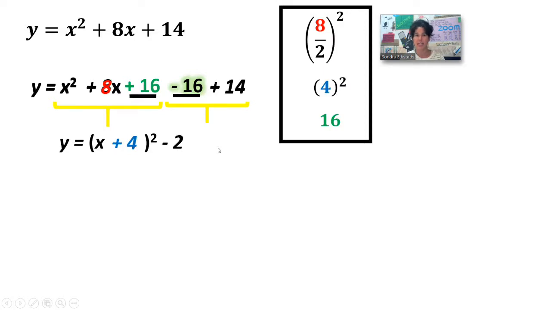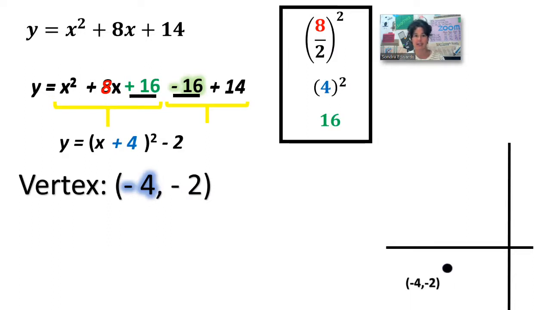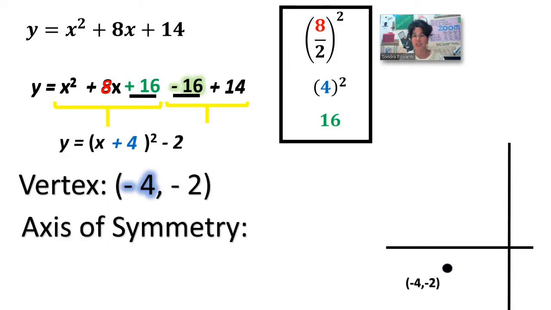Now that we have vertex form, we can identify the vertex. So it's going to be the opposite, comma negative 2. So negative 4, comma negative 2. Making a sketch of this parabola, there's my vertex. Axis of symmetry is a vertical line, so x equals whatever this one is. So in this case, x equals negative 4. So there is that axis of symmetry.